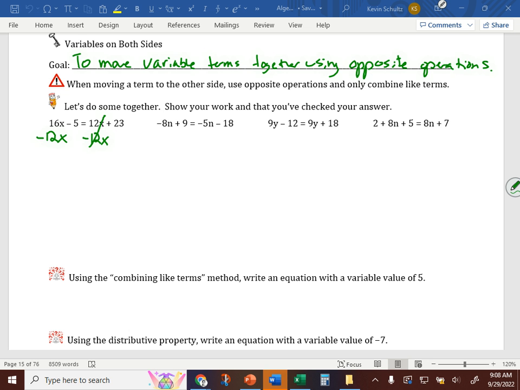So is that legal to do? Yes. And you're left with 4x's on the left, then your minus 5, and all that's left on the right is the 23. You have a two-step equation.